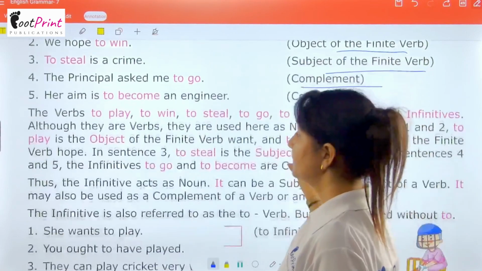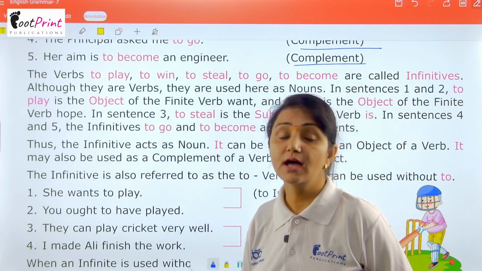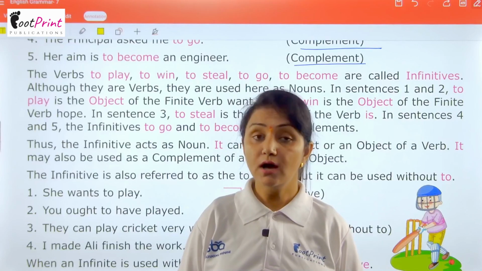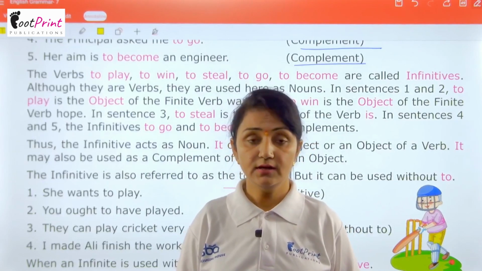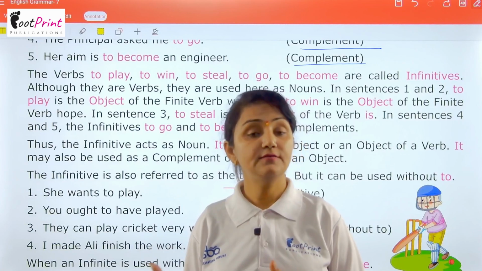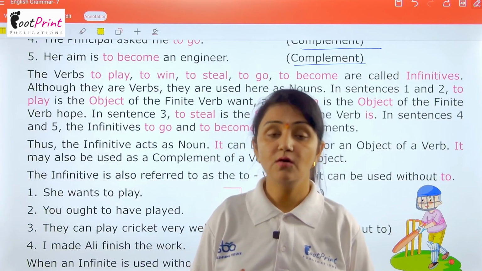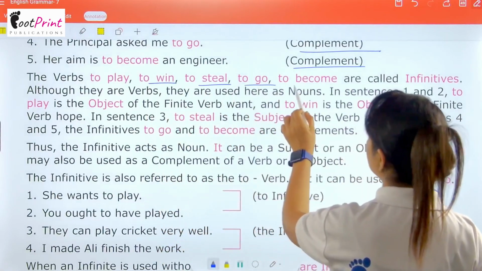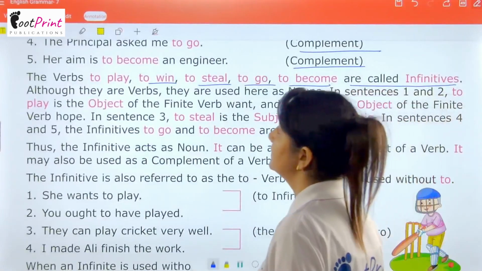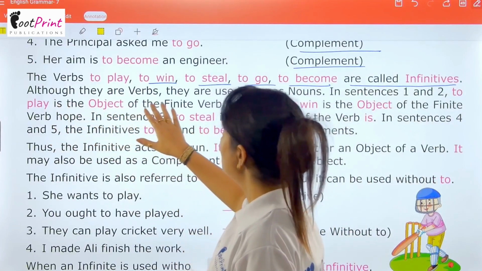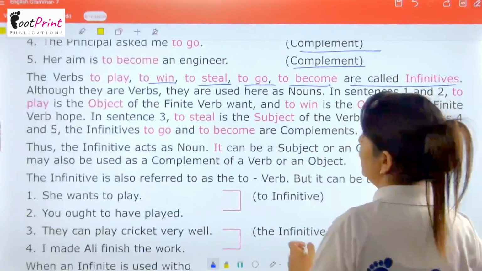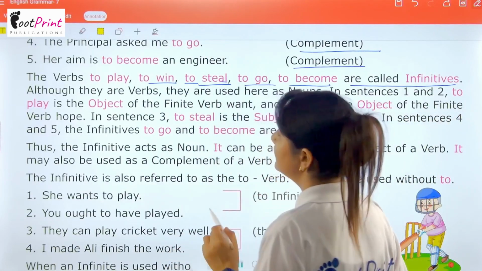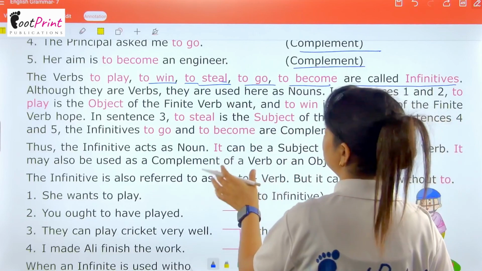So basically, students, I would like to tell you that infinitive and gerund both are part of the verb, which is used with adverbs and nouns and all. The verbs to play, to win, to steal, to go, to become are called infinitives. Although they are verbs, they are used here as nouns. As you can see, they all are noun words. With them, we will use to, that will show they are infinitive words.